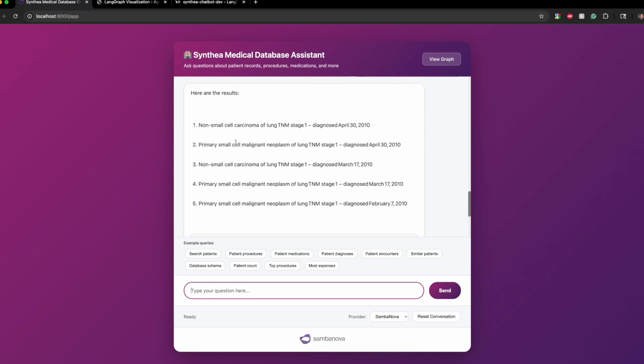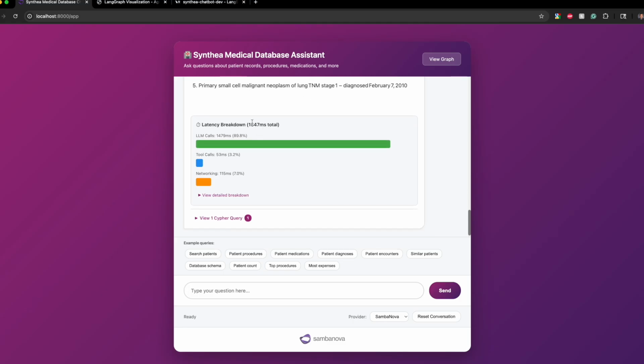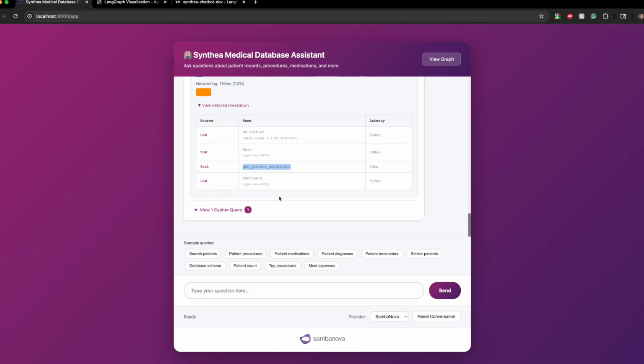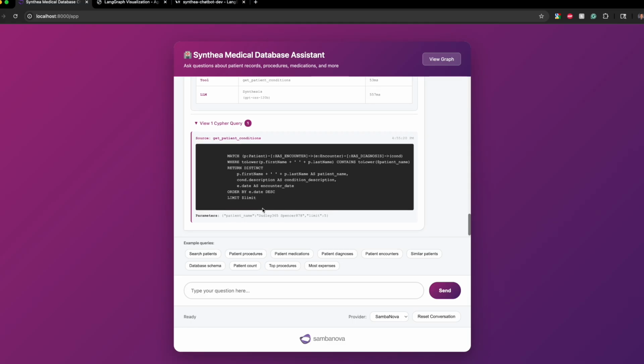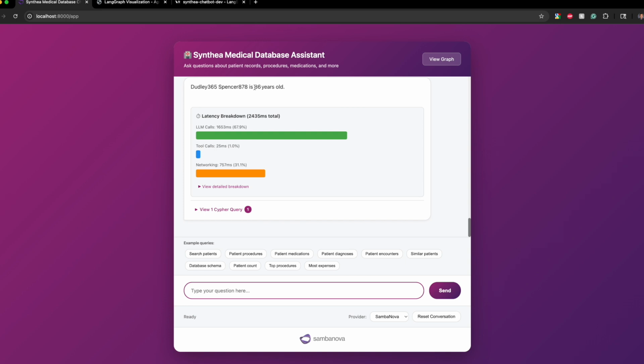It looks like poor Dudley is suffering from lung cancer. Notice that it took a lot less time to answer this question than the previous one because we only needed to make 3 LLM calls. We had a predefined tool to answer the question and avoid the cost of generating custom Cypher. How old is he? All right, he's 86 years old.